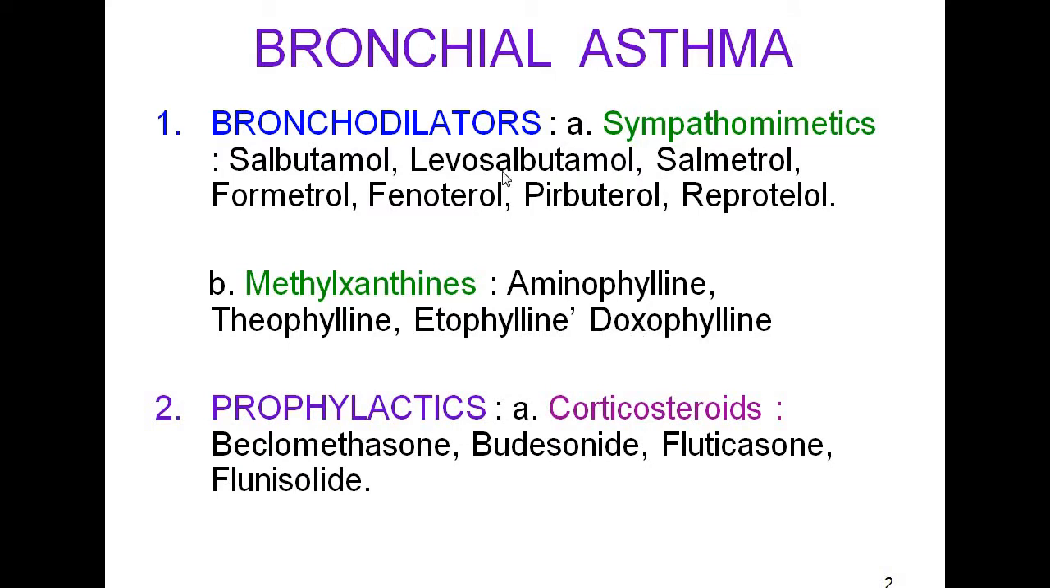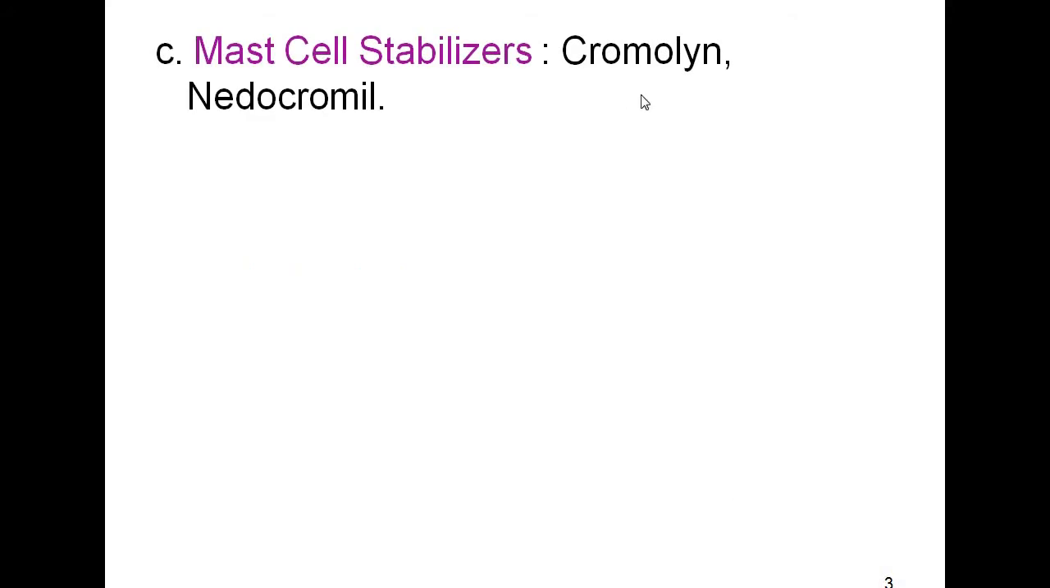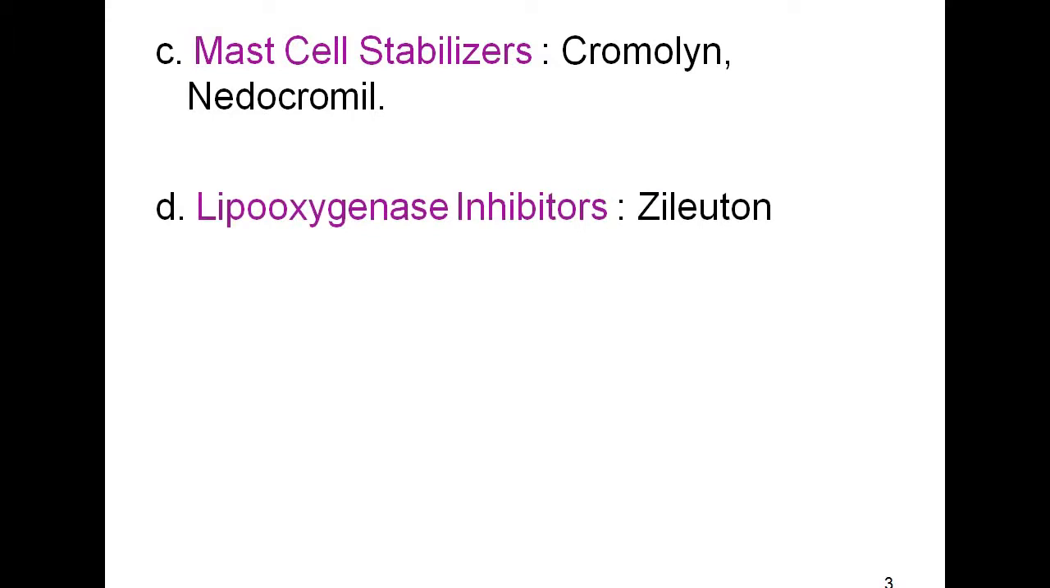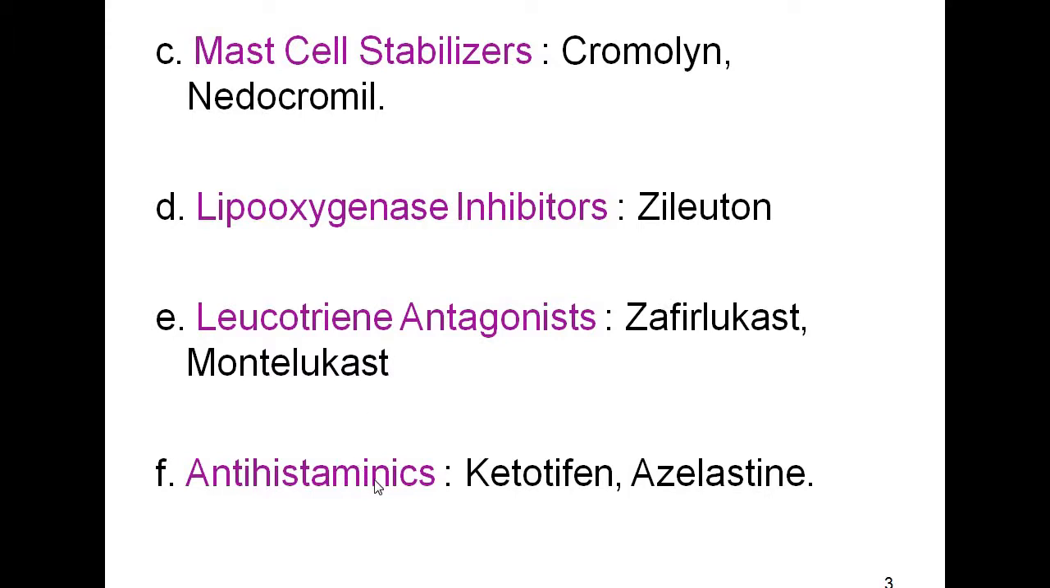Then used prophylactically in the treatment of bronchial asthma include the corticosteroids, inhaled corticosteroids, which again can be a 3-mark or a 5-mark question. Beclomethasone, budesonide, fluticasone, and flunisolide. Then we have the anticholinergic inhaled prophylactics, ipratropium and tiotropium. Mast cell stabilizers include cromolyn and nedocromil. Lipoxygenase inhibitors, zileuton, and leukotriene antagonists, zafirlukast and montelukast. Then we have the antihistaminics, ketotifen and azelastine.